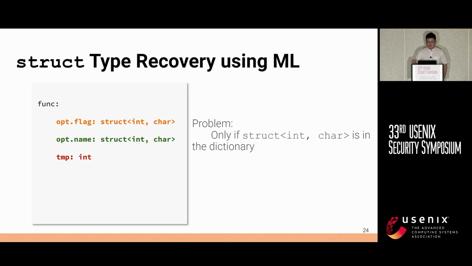And people are also using machine learning to solve these problems. For example, this method can provide the result like struct, integer type, char type for the .flag and .name. But that can work only if the structure integer char is in their dictionary. If in their training set there are no variables that have that structured shape, they won't be able to recover that.